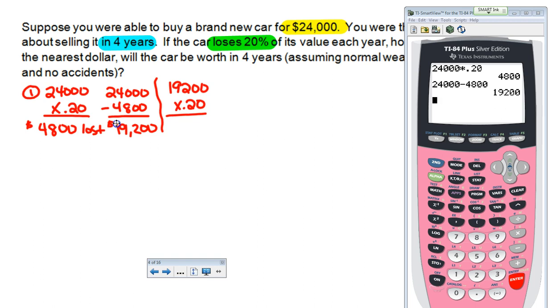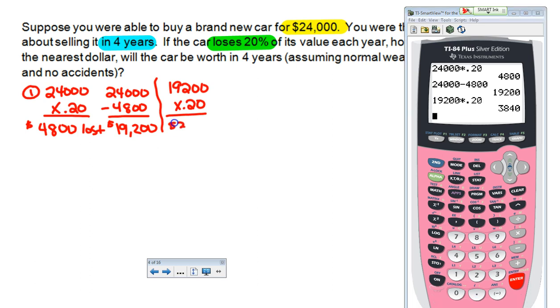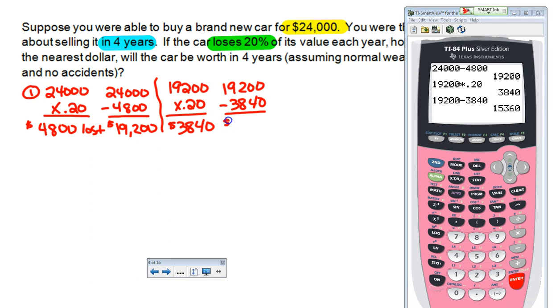So year 2, how much do we lose? We lose $3,840. So that means our car is now worth $15,360. Wow, after 2 years, I lost a lot of money. Okay, now after 3 years, got to do it again.